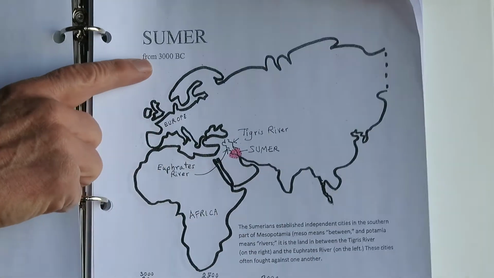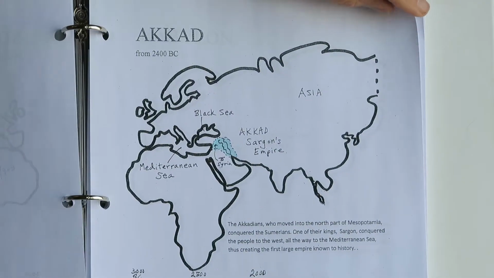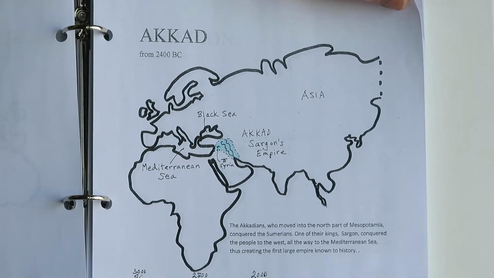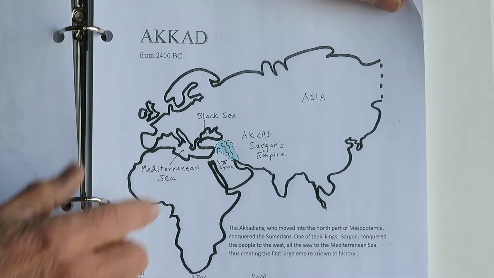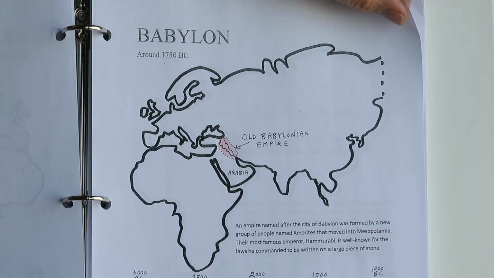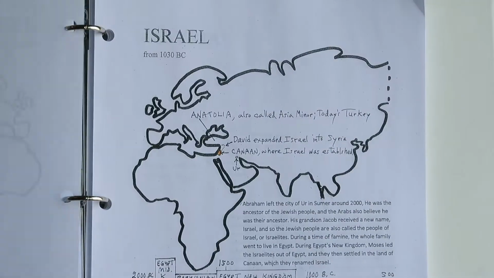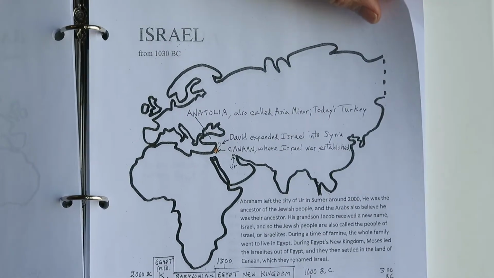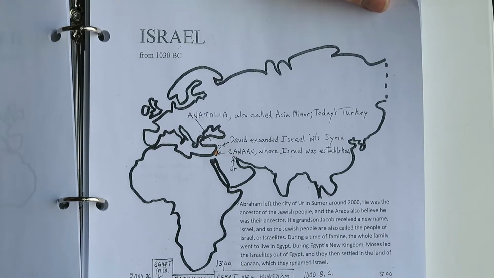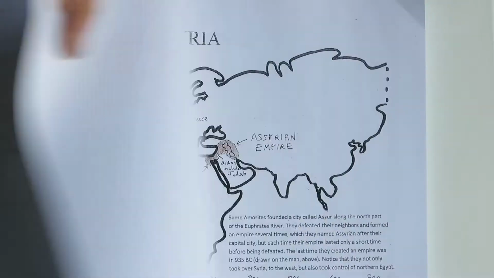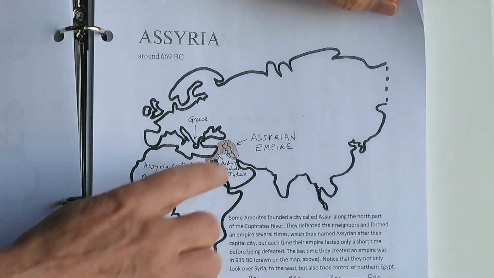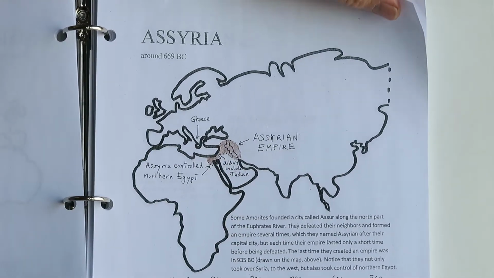Sumer civilization in 3000, and then the Akkadians north of them taking over, and in fact, Sargon the Great's empire extending all the way to the Mediterranean, and then the Babylonians take over the same area. Israel begins having its kings in 1030 BC, but Assyria then takes over the Middle East and takes over most of Israel.